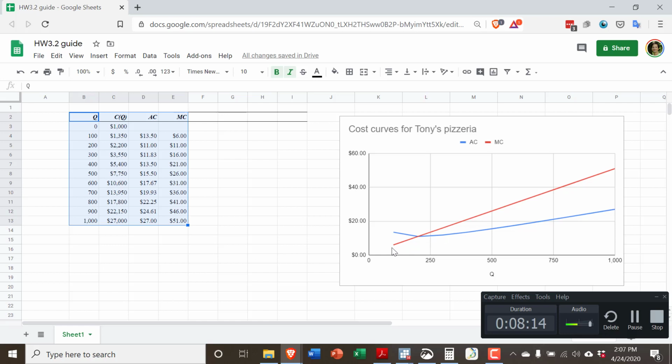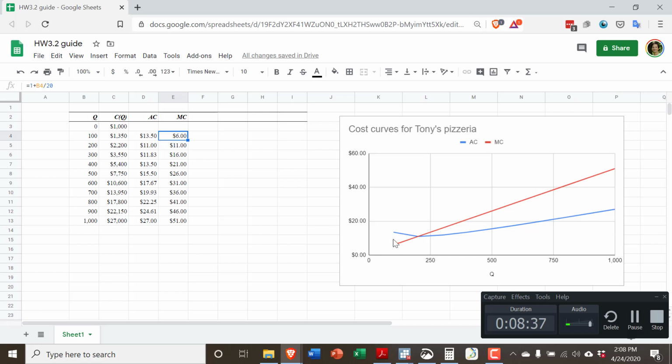But then the marginal cost is upward sloping, so that the first pizza costs not very much money. Even the 100th pizza, the marginal cost is just $6, right? But then it increases steadily to $11, $16, and so on, right? And note that the marginal cost passes through the average cost curve at the minimum of the average cost.